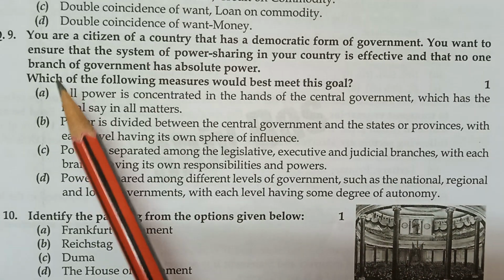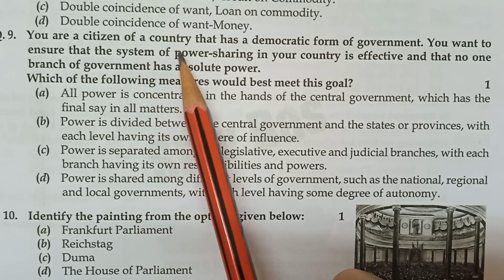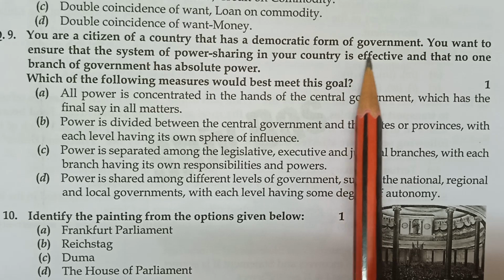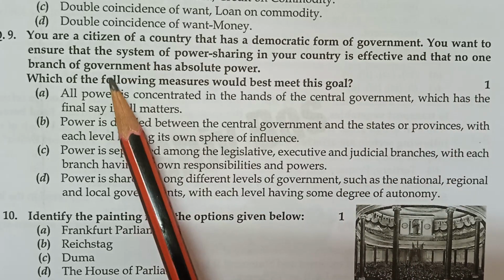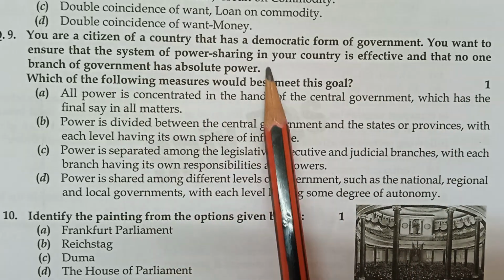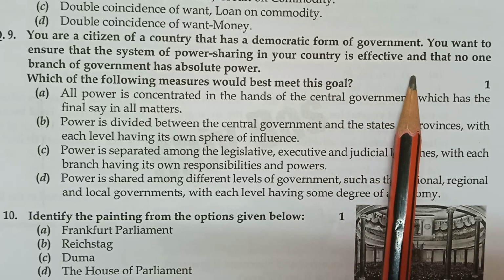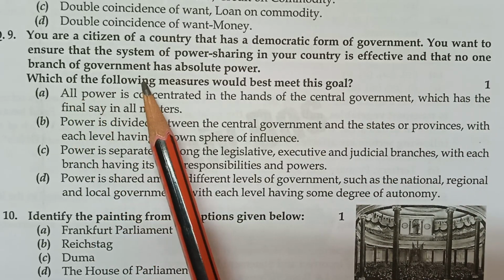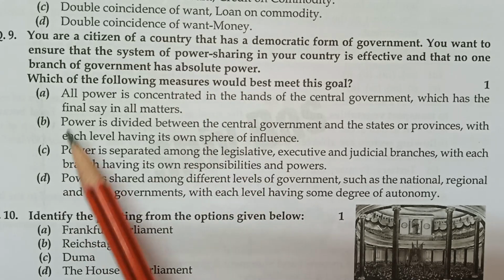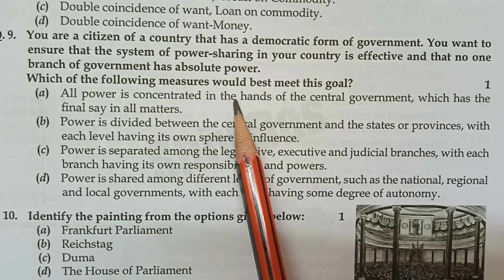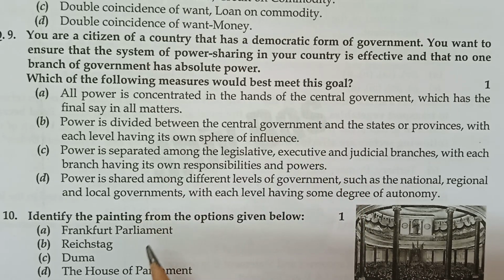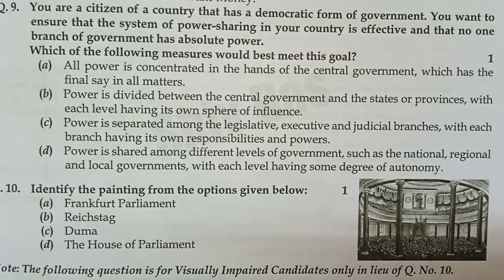Now question number 9. You are a citizen of a country that has a democratic form of government. You want to ensure that the system of power sharing in your country is effective and that no one branch of government has absolute power. Which of the following measures would best meet this goal? You have four options. You can read them one after another carefully and answer properly.